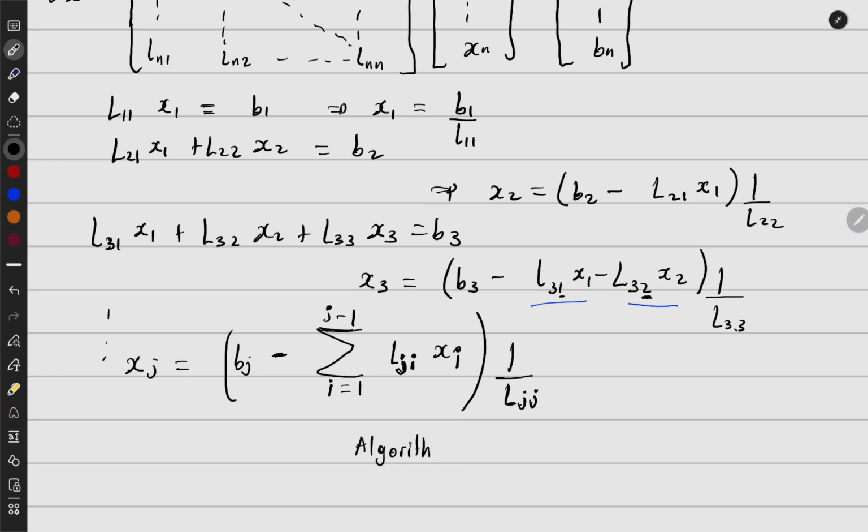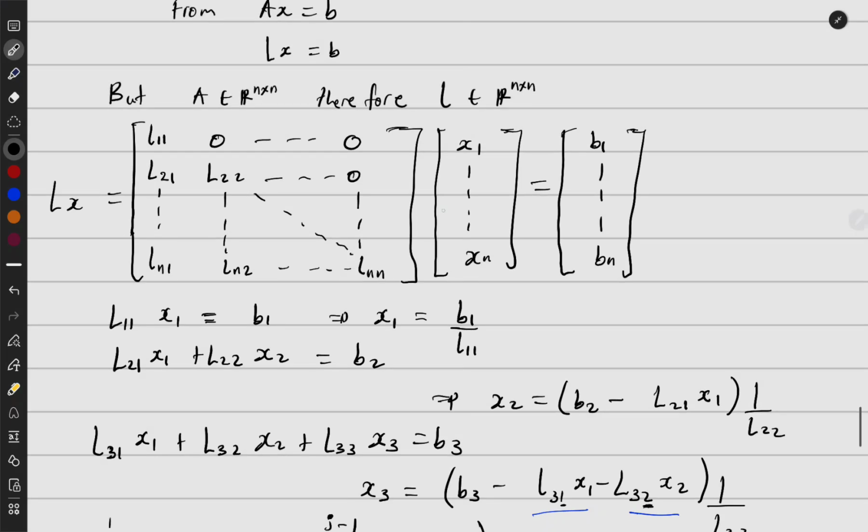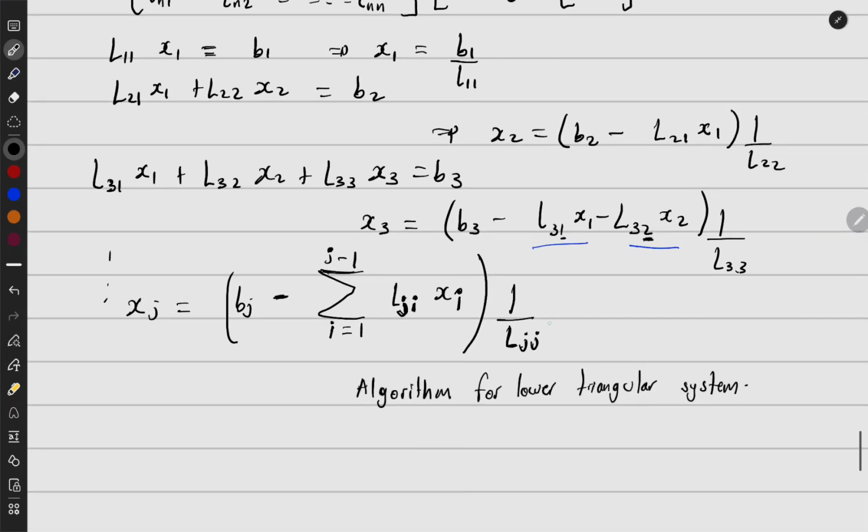Later I will try to do this on MATLAB for the lower triangular systems. So that is the algorithm for the lower triangular system that we can use to find the values. If you have this kind of system and you want the solution, you can use this algorithm. However, you need to know the previous value. If you're calculating for x2, you need to know x1, because you will need it.